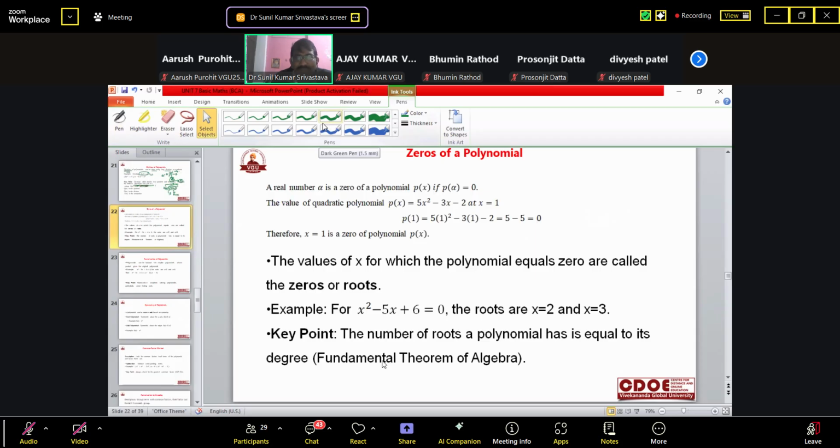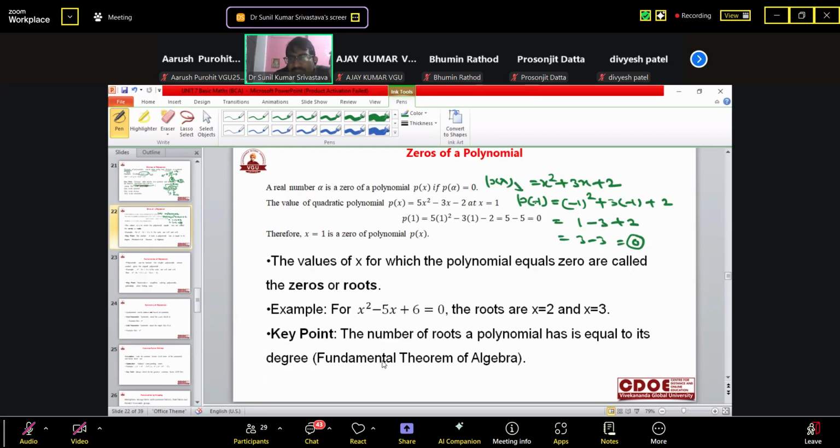Zeros of a polynomial. Suppose we write here x square plus 3x plus 2. And I ask you what is the value of this polynomial at x equal to minus 1. We put it in here, so x is equal to minus 1. We find the answer: minus 1 square plus 3 times minus 1 plus 2. Finally we get 1 minus 3 plus 2, and 3 minus 3 is equal to 0. So this is the polynomial expression, and when we put x equal to minus 1, the value of the polynomial becomes 0.